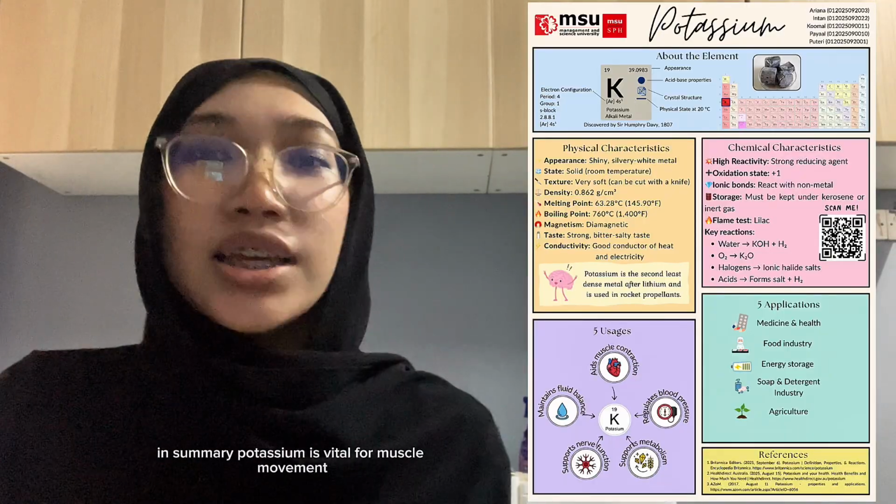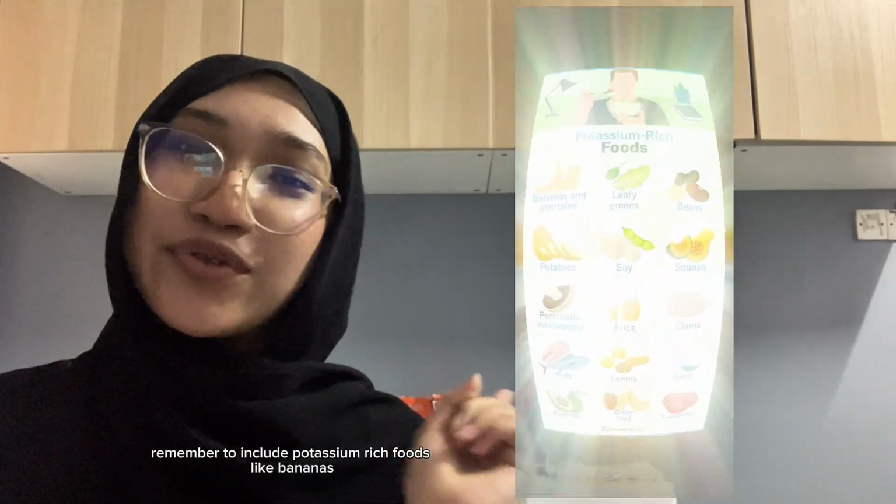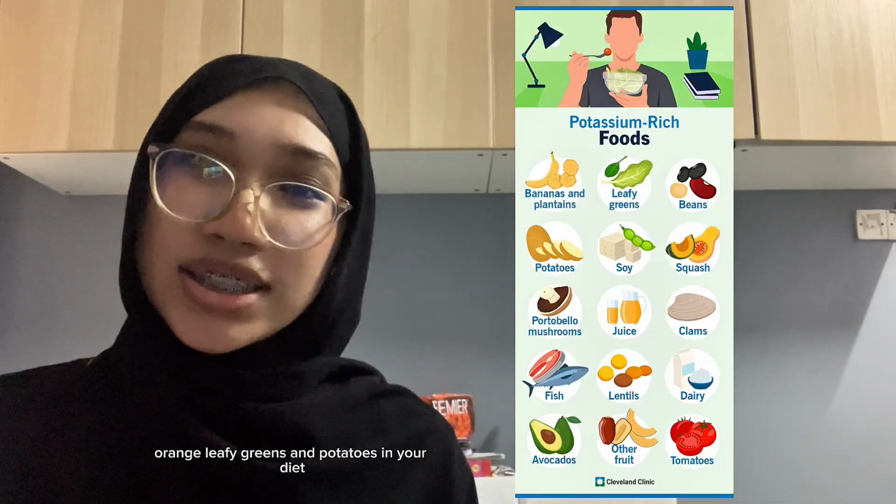In summary, potassium is vital for muscle movement, nerve signals, blood pressure control, energy production, and fluid balance. So remember to include potassium-rich foods like bananas, oranges, leafy greens, and potatoes in your diet.